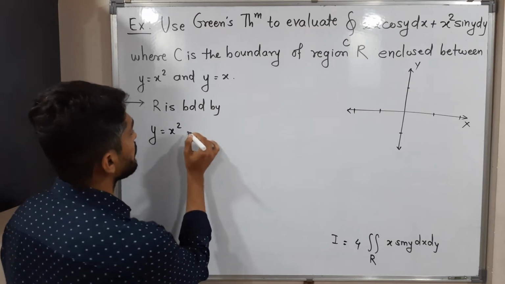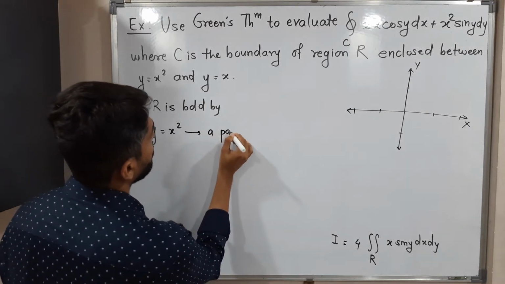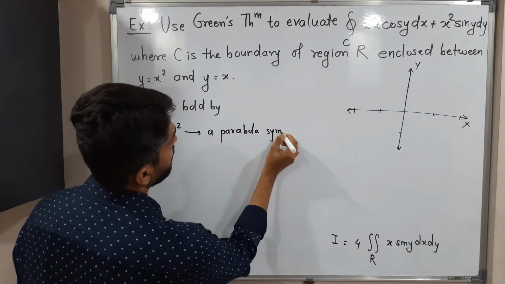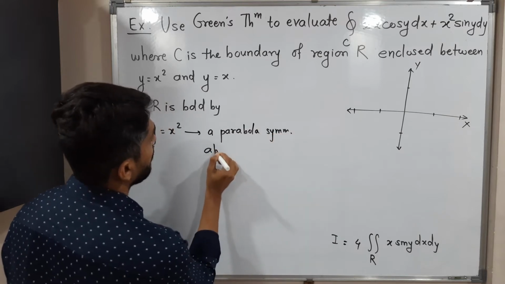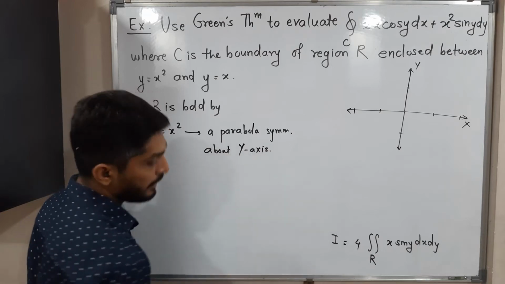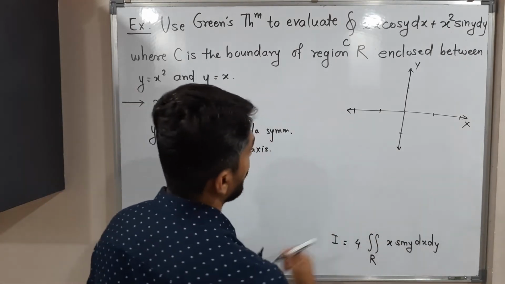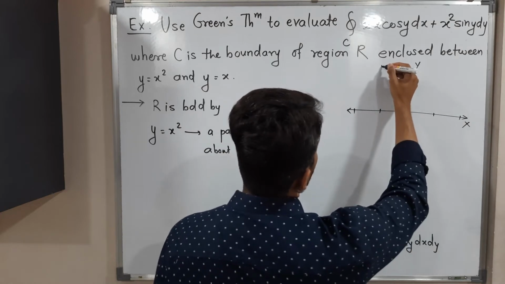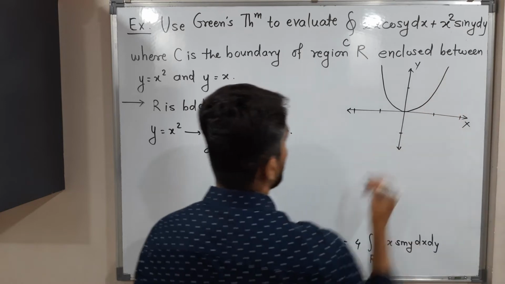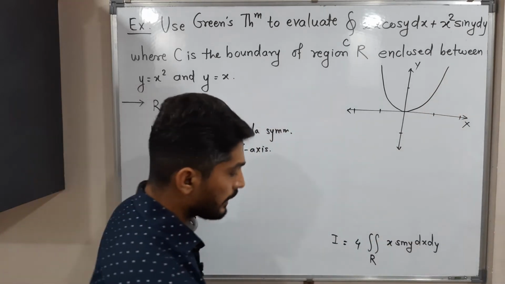So let me mention here a parabola symmetric about the y-axis. Okay, so we have a parabola here symmetric about the y-axis. So let me draw the parabola. I'm drawing a rough sketch of it. So we will have the parabola like this. We get this type of parabola. So yeah, let us go further.